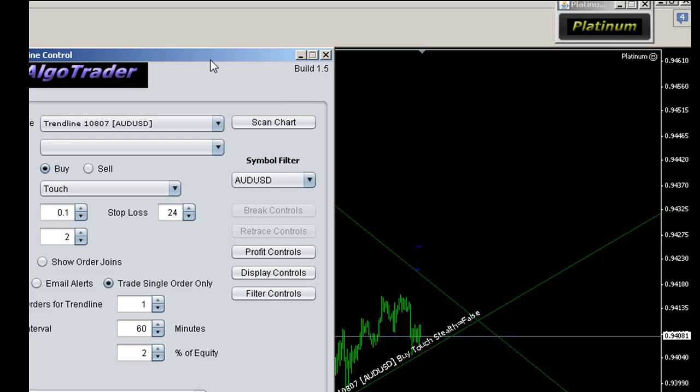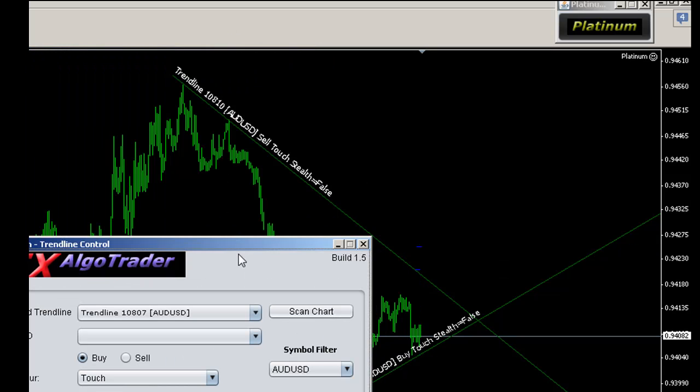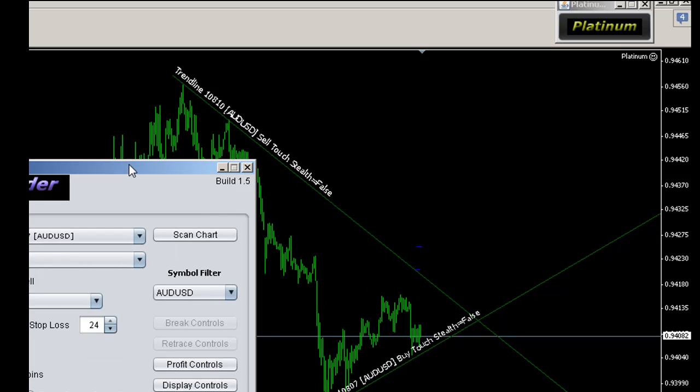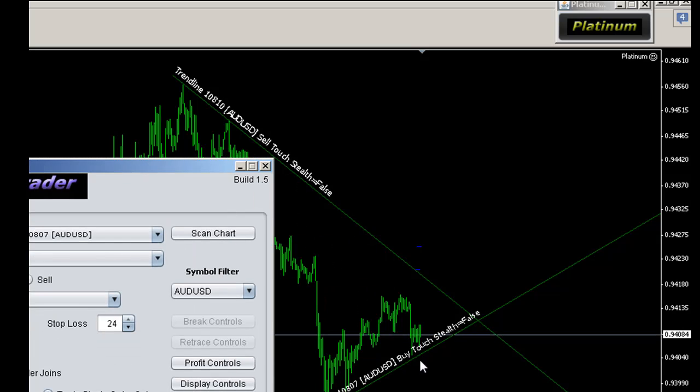And what I'm going to do now is force a trade out of this support line down here. So if I go back to 10807 and then increase the sensitivity, that will basically force a trade for us.